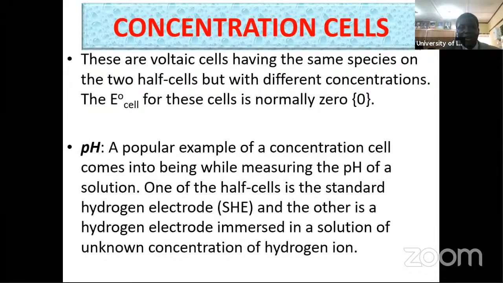And a typical example of a concentration cell is your pH. What normally is done is that with your standard electrode, you have your hydrogen inside another solution. So the concentration of hydrogen in one is unknown and the concentration in the other is known. Based on that, your E naught cell is going to be equal to 0. Now you can calculate your E cell, and once you calculate your E cell, then you can calculate your pH. I will show you the relationship between E cell and pH very soon.